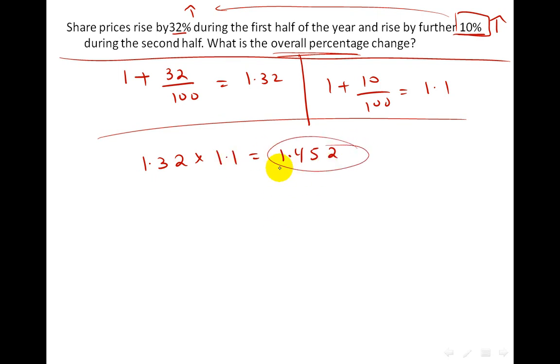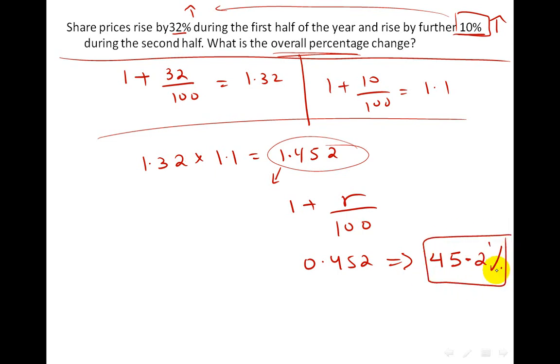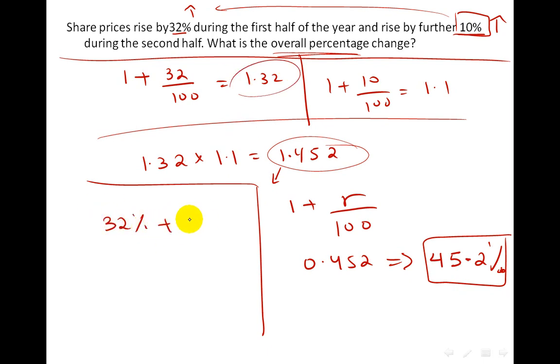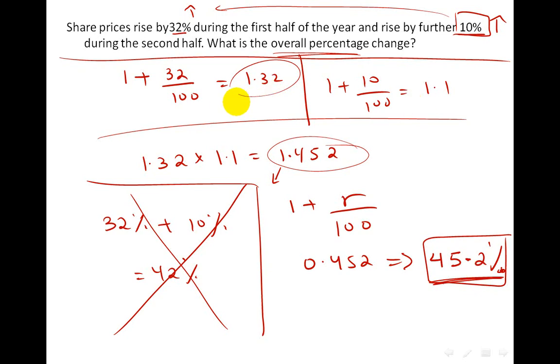Okay, so once you want to find the percentage, this is the scale actually. So if you want to find the percentage, get rid of this one, because the formula is 1 plus r over 100. You'll be left with 0.452, which you always multiply by 100 to get the percentage, 45.2%. So check here. If any student came here and told me that they'll have 32% plus 10%, it will give you 42%, this will be totally wrong, because it will be different from this answer. So find the scale separately, then multiply them, and this way you will find the overall change.